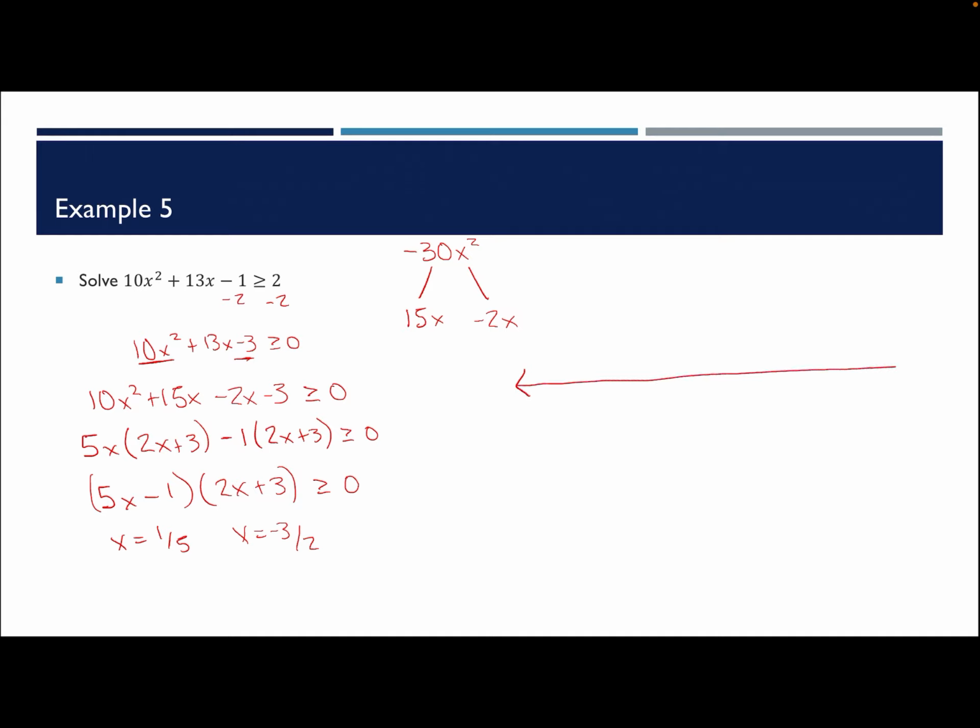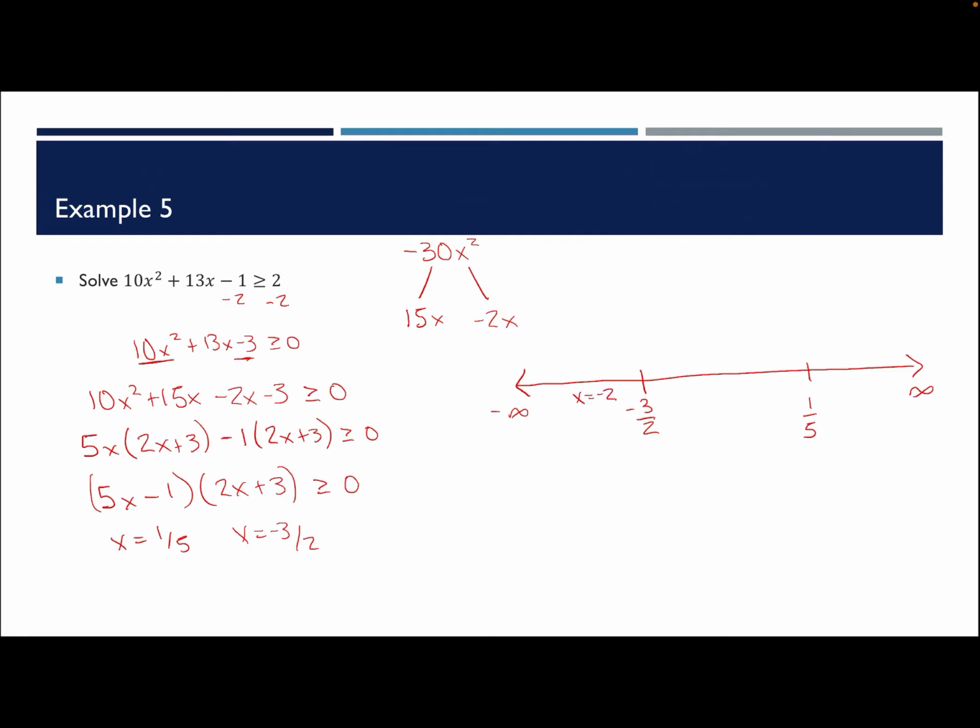So the number line that we make is going to have -3/2 and +1/5. So now you just have to choose a value in each one of these boundaries and get your solution. So between -infinity and -3/2, I would use x equals -2.